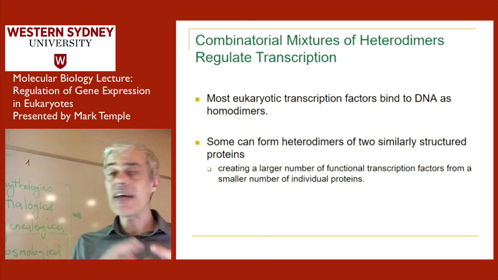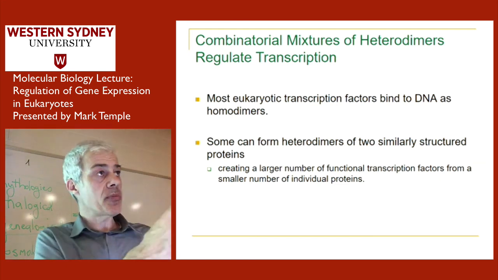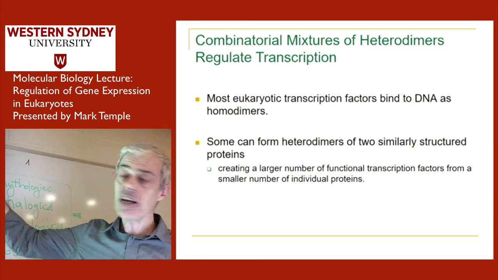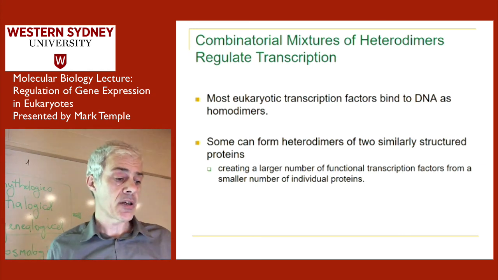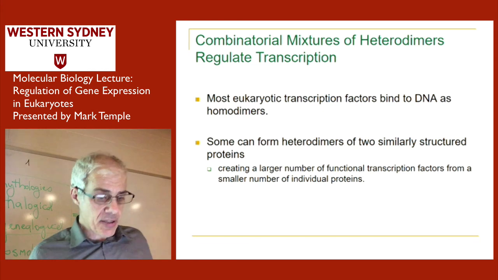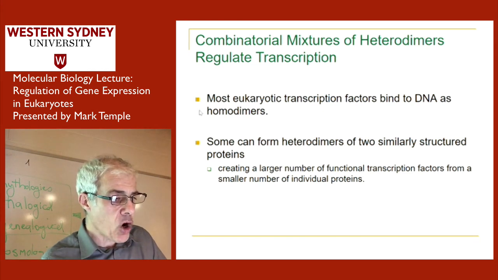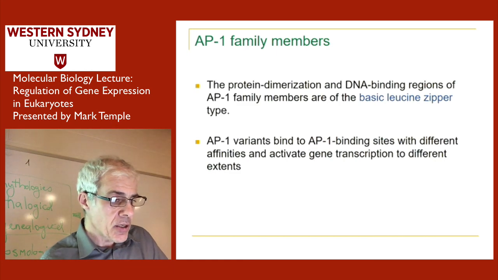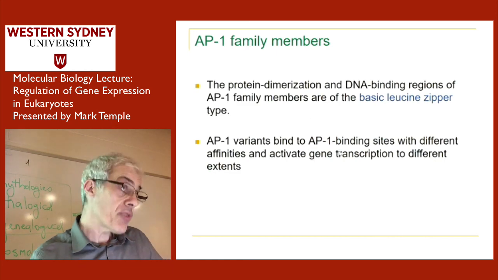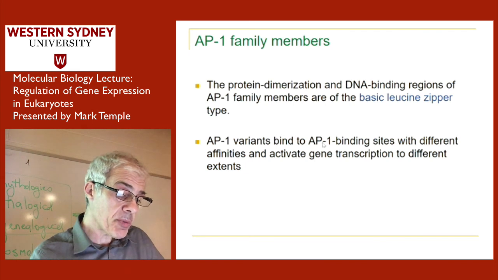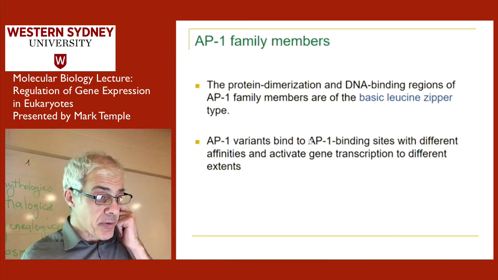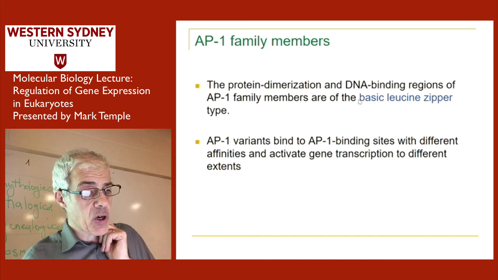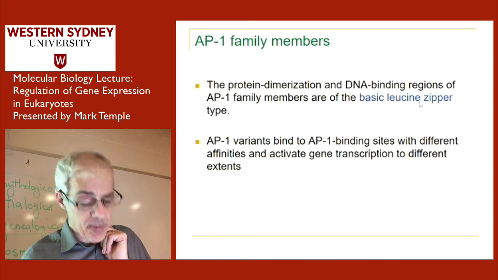And the way we get more transcription factors from that set of genes is by different homodimers and heterodimers of transcription factors. So some transcription factors, such as AP1, can act as a homodimer or a heterodimer, and I'll explain that quickly in these slides. So AP1 is a well-known eukaryotic transcription factor. It's actually made up of two proteins, but those proteins are both basic leucine zipper proteins.